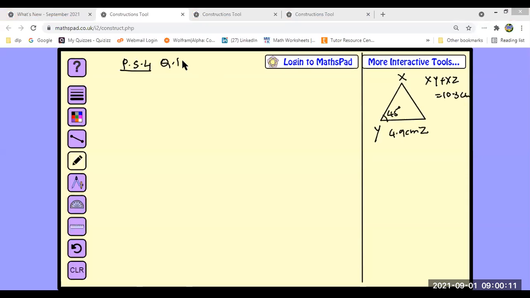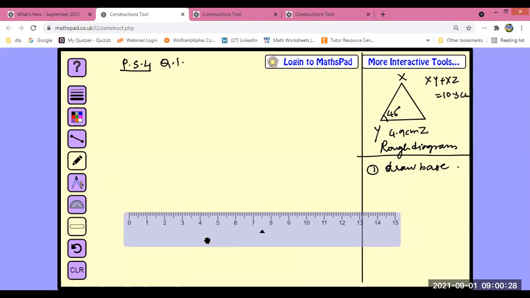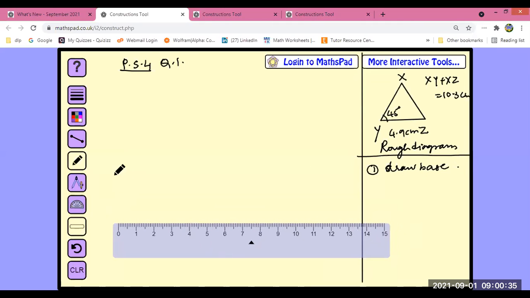Okay, and how do we begin on this? We start with drawing out the base. So step 1, draw the base. You all know how, we have already completed the lesson. It's just a recap because it's a problem set, so everybody should be able to do it. We start with drawing the base, which is 4.9 centimeters. So here let's mark 4.9 centimeters on the ruler.